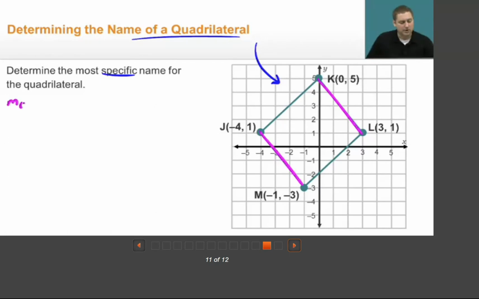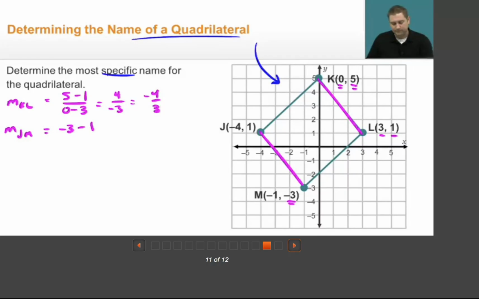All right, well, the slope of KL, I'm going to get 5 minus 1 over 0 minus 3 using my slope formula correctly. And I'm going to get 4 over negative 3, or negative 4/3. What about the slope of JM? Well, that's going to end up being negative 3 minus 1 over negative 1 minus a negative 4. And what that gives me is a negative 4 over a positive 3. And I see that my two slopes here are the same. But we need to go ahead and look at the next pair.